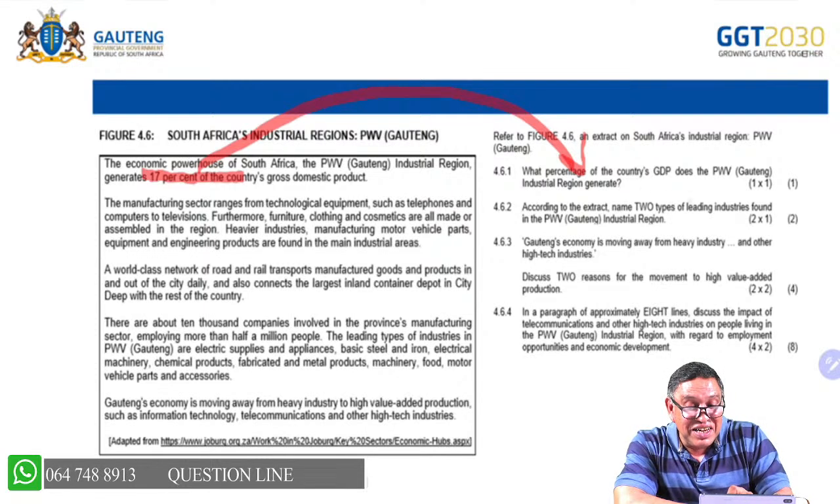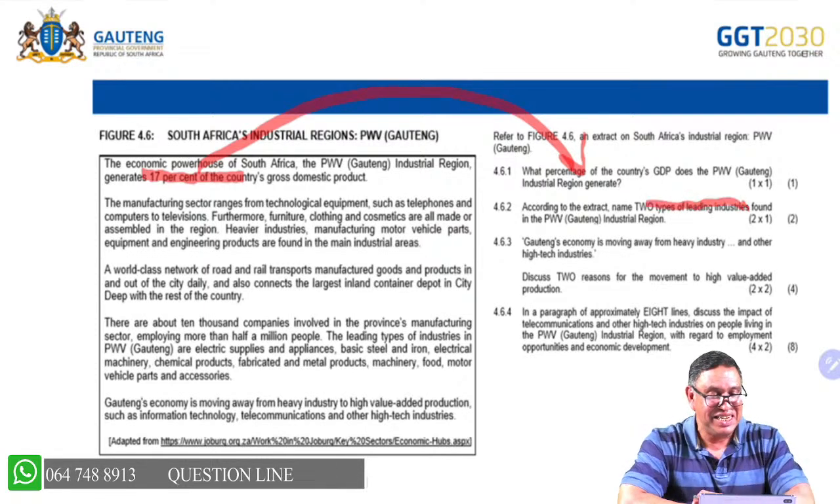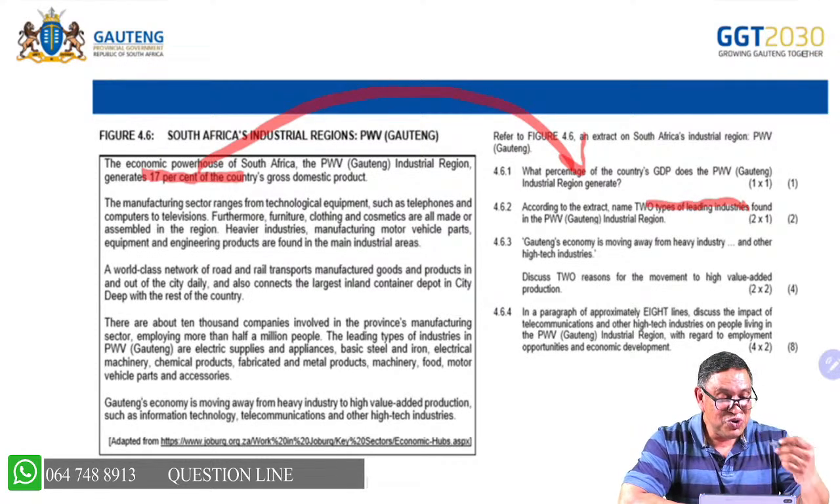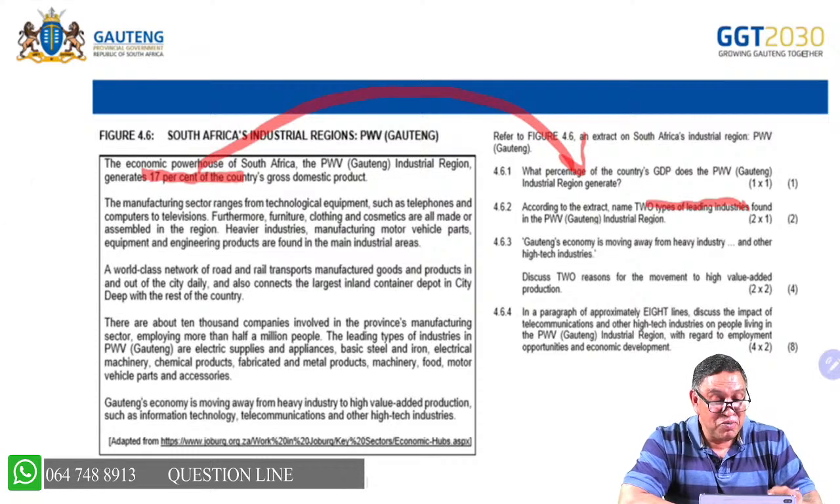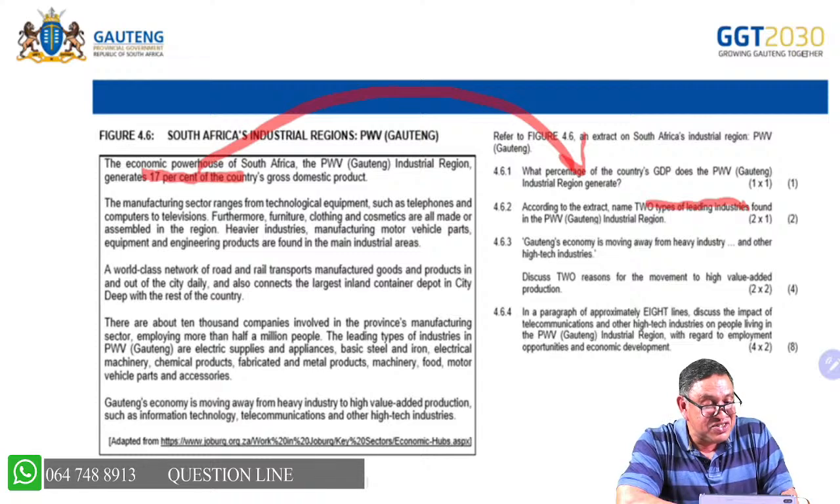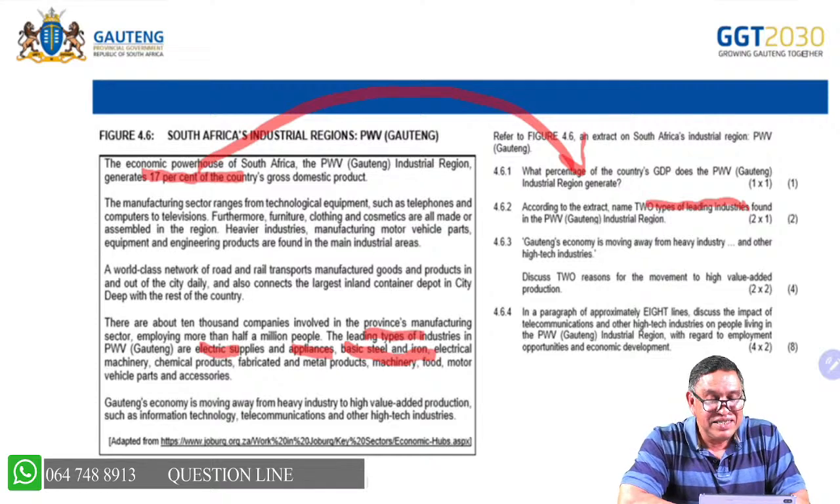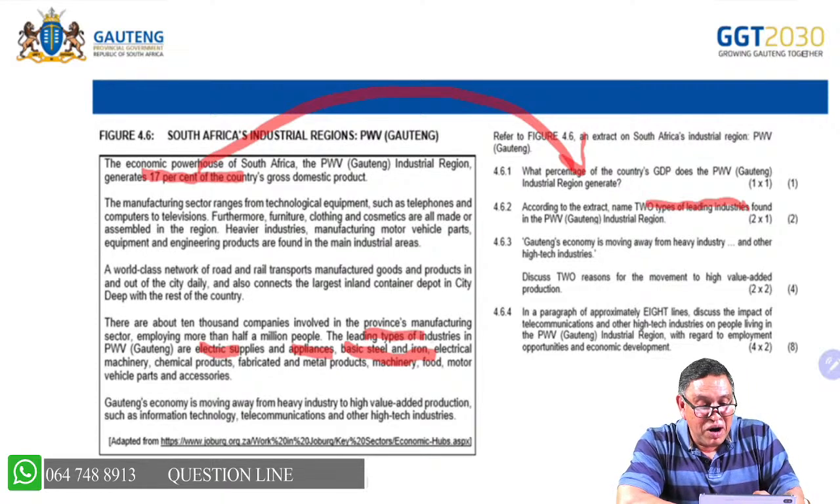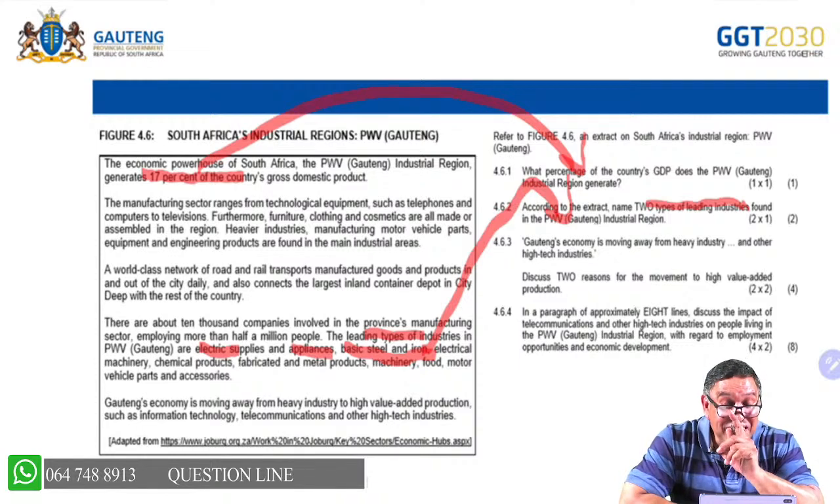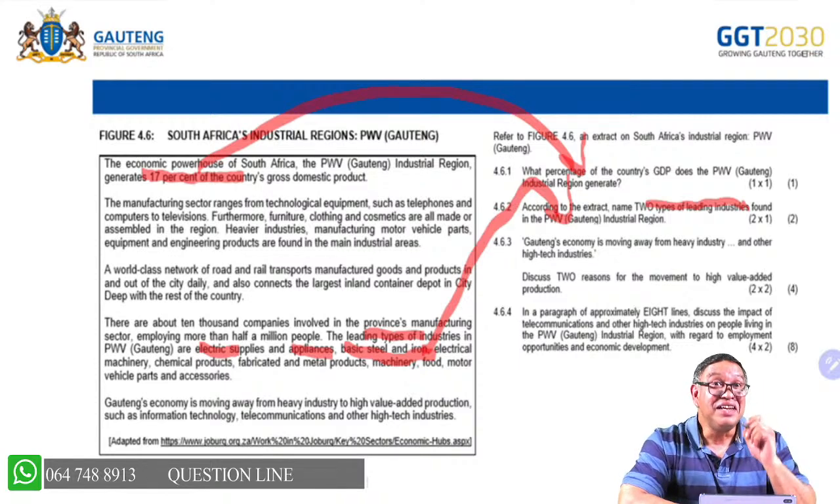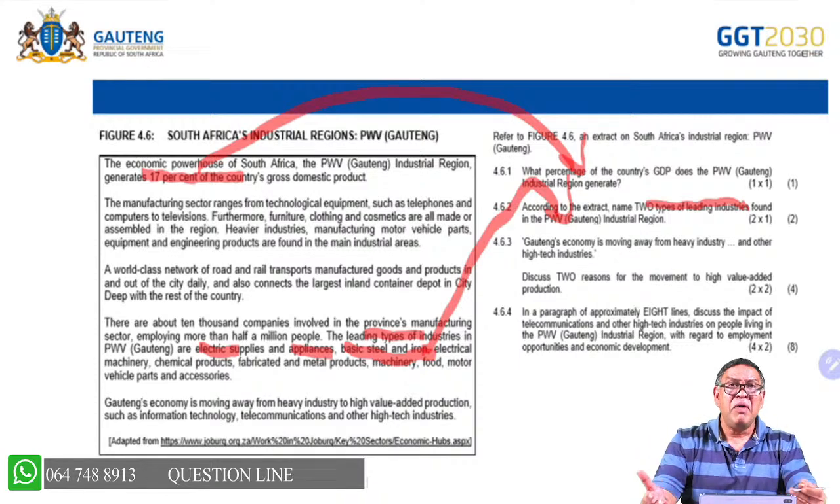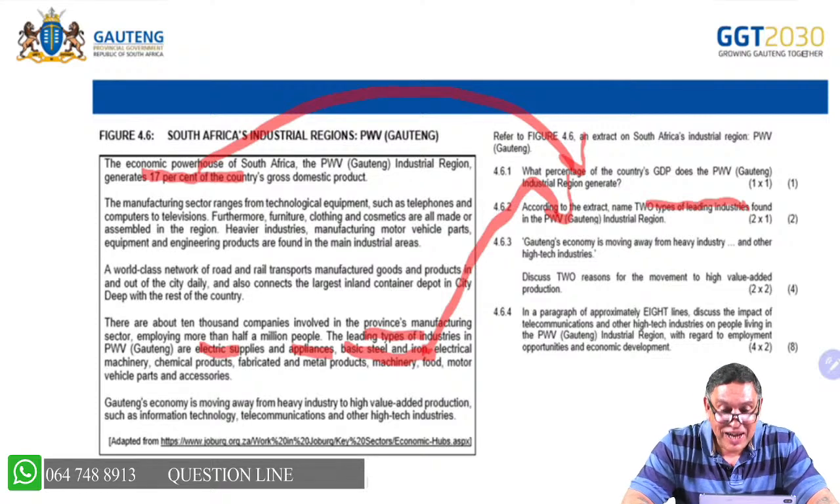According to the extract, name 2 types of leading industries. As you go through this, it's involved in so many types of leading industries. Can you see it here? Electrically supplied appliances, basic iron and steel. And that's for 2 marks. You take it and you put it in there. All right, so these are techniques, learners, that need to be focused on. And these are marks for nothing. All right?